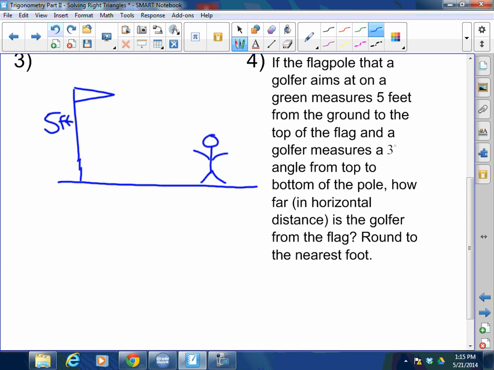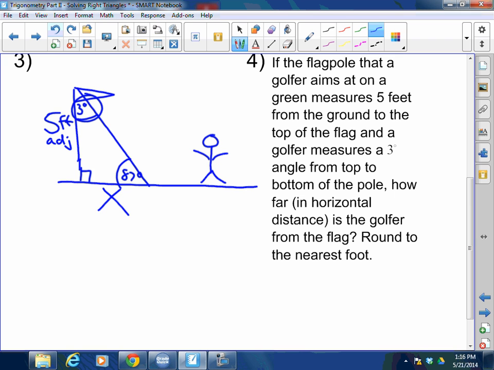Then it says the golfer measures a 3-degree angle from the top to the bottom of the pole. So I'm making it way larger than 3, but here's 3 degrees from the top to the bottom of the pole. Right? Yes, guys? How far in horizontal distance, so how far is this? This is simple. If that's 3, what's this? 87, right?